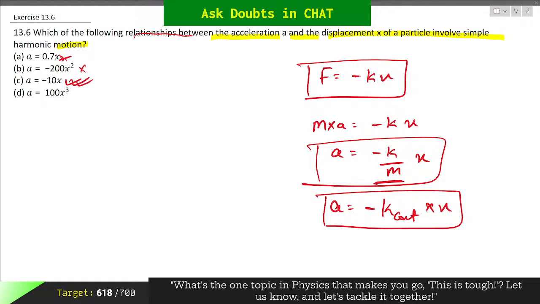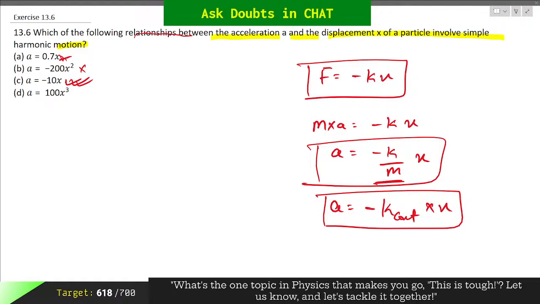And in option C, we have minus of 10x. Again, this is linearly decreasing, so it can't be, so no, it is not linearly decreasing, actually it is minus of x. So when x is negative, the force is positive, and when x is positive, then the force is in the negative direction, so we can say that it is exhibiting simple harmonic motion.